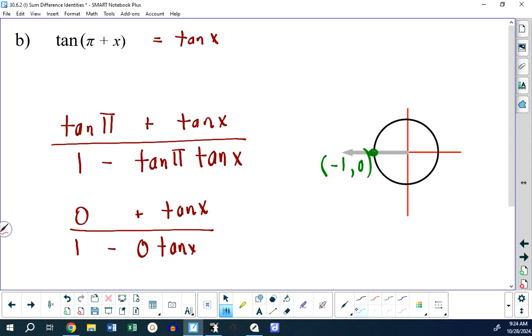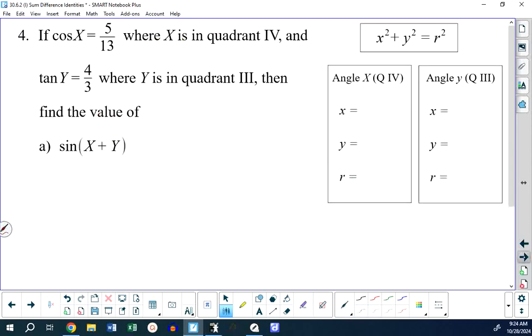All right, we have one more. This question in particular, as well as the previous two, is all about building those algebra muscles in your brain. Cosine of angle x is 5 over 13, where angle x is in quadrant 4, and tangent of angle y is 4/3, where angle y is in quadrant 3.